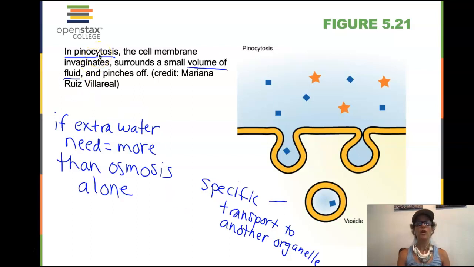Pinocytosis is for bringing in water. So we can certainly move water by osmosis, but if we need a larger volume of water, we can just pinch off the membrane and bring in that water. So if we need more water than osmosis alone can bring into the cell, pinocytosis can do it.